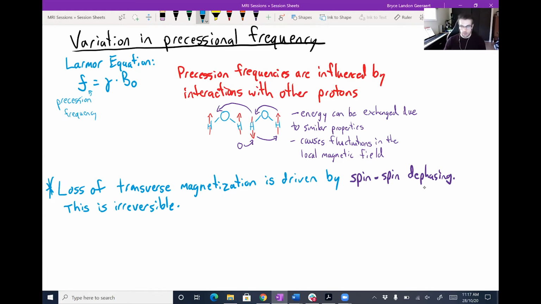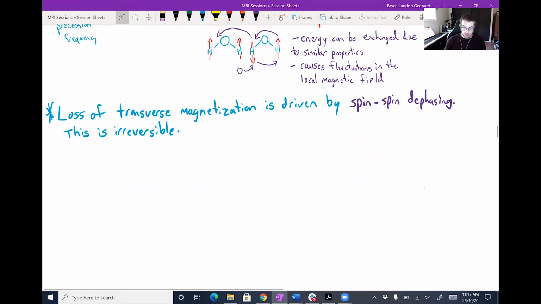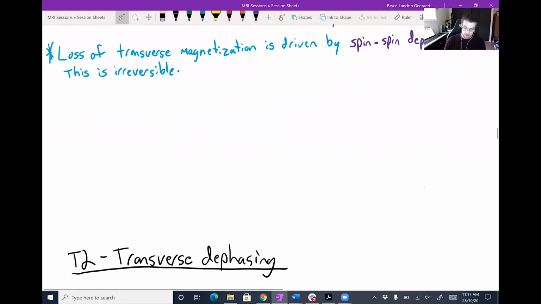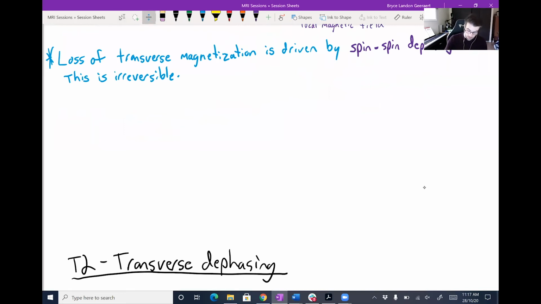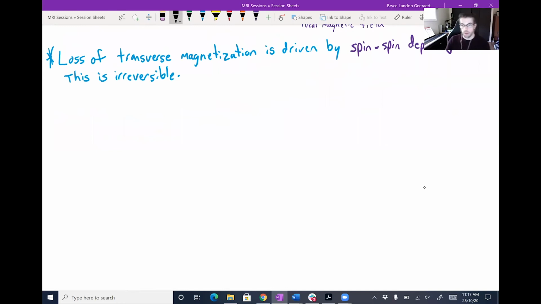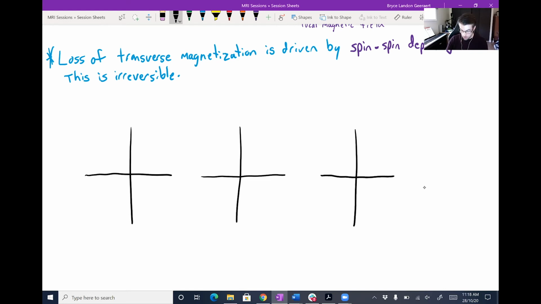Now, a diagram that'll help us understand why this difference in precessional phase causes loss of signal in the transverse plane. That's coming up next. I'm just gonna move that title down, give myself a bit more space. Kind of combining two sections into one here just to save us a bit of time. So similar to what I was doing before with the longitudinal stuff, the T1 stuff, I'm going to draw some time points and break it down from there.